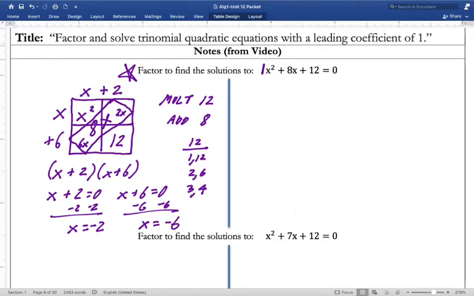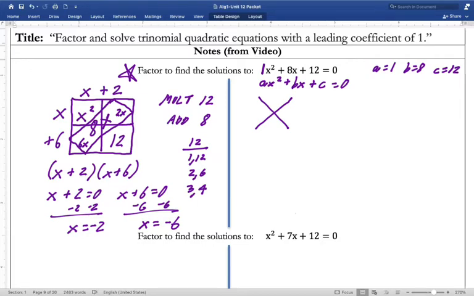Well, if we have a leading coefficient of 1, or if we have a leading coefficient other than 1, then I can use the second method here. And we'll kind of call it the x method. Now, we have a standard form of a quadratic equation, namely ax squared plus bx plus c equals 0. So a is 1, b is 8, and c is 12. This will be really useful in a future concept too. Okay, here's what I'm going to do.